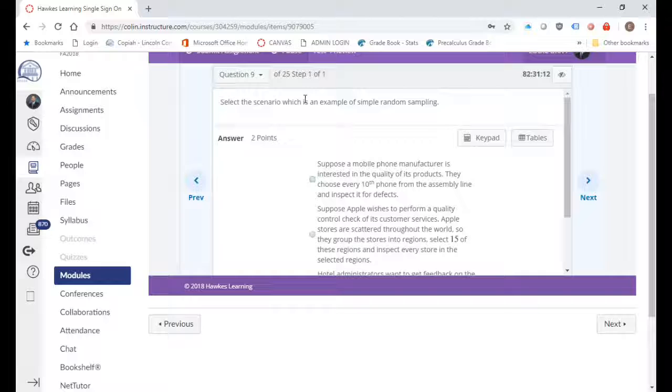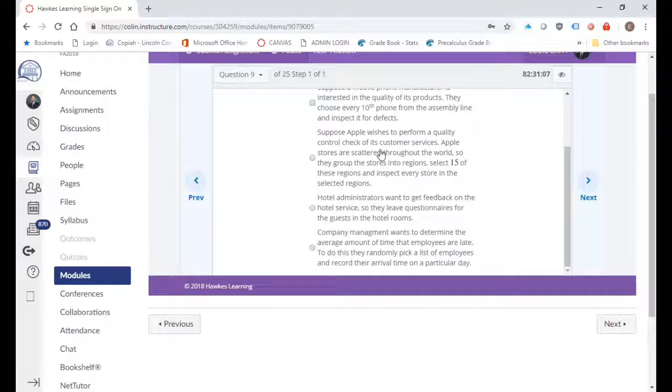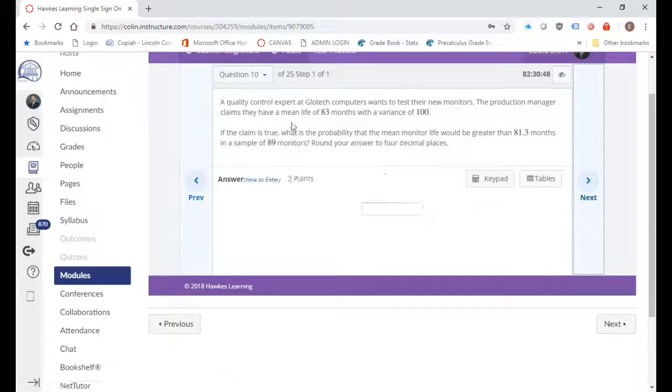You can read through the other ones. And this one right here says which is an example of a simple random sampling. Read through all the choices. You can look here at the last one. Company management wants to determine the average amount of time that employees are late. They do this by randomly picking a list of employees and record their arrival times on a particular day. So it's a simple random sample. All right, that's the last one there.